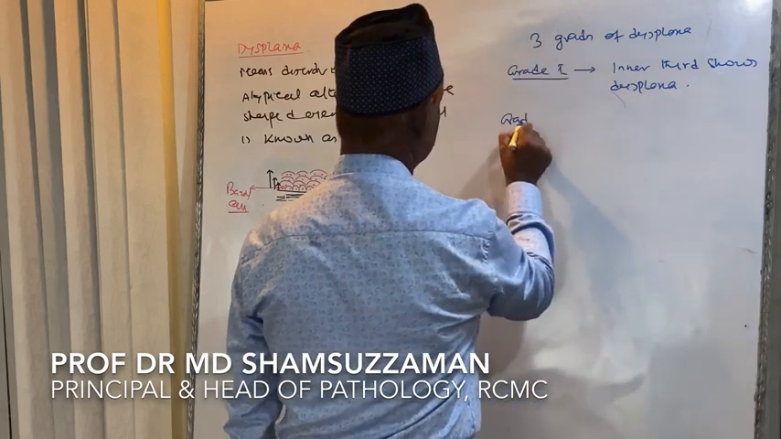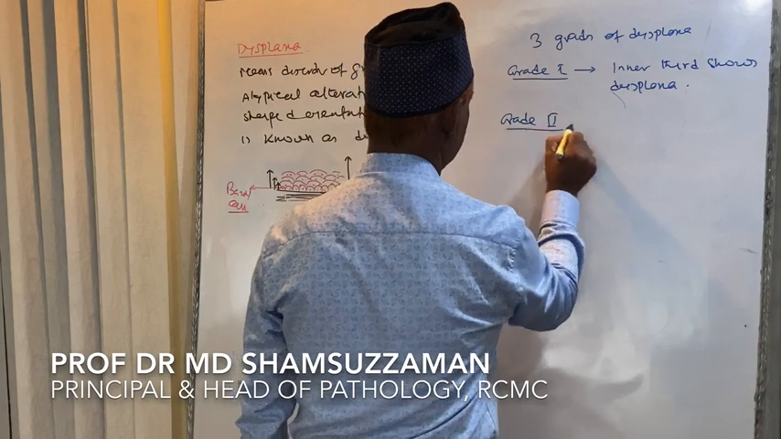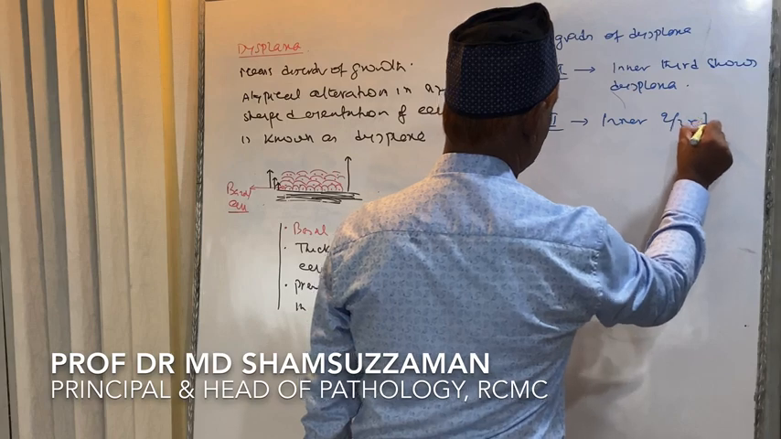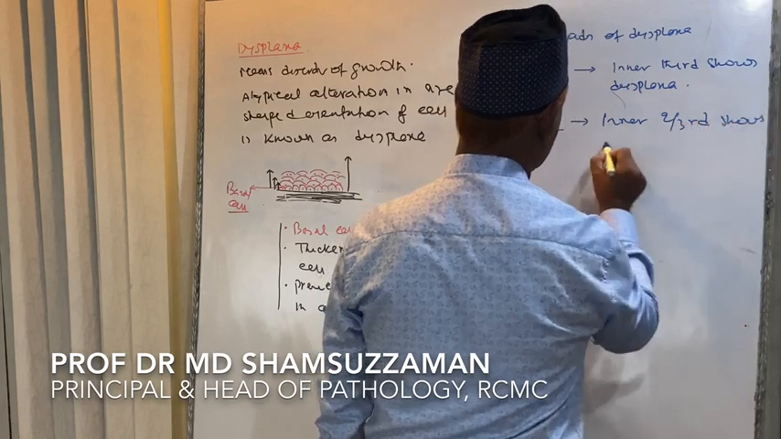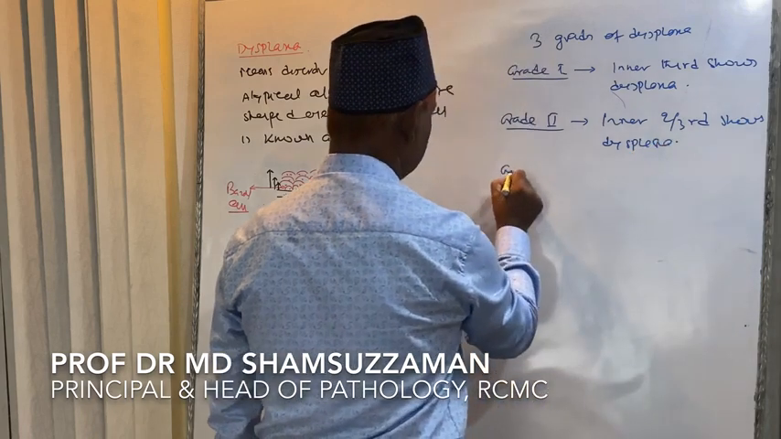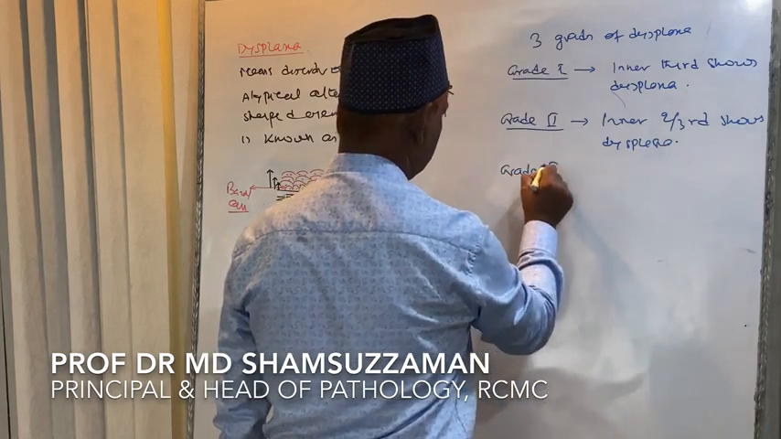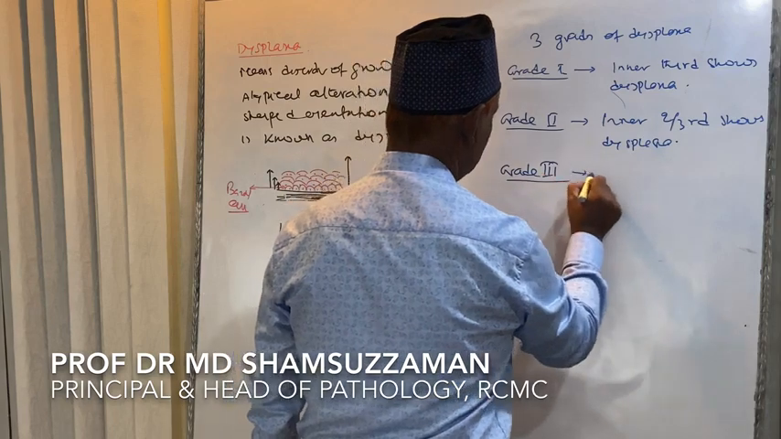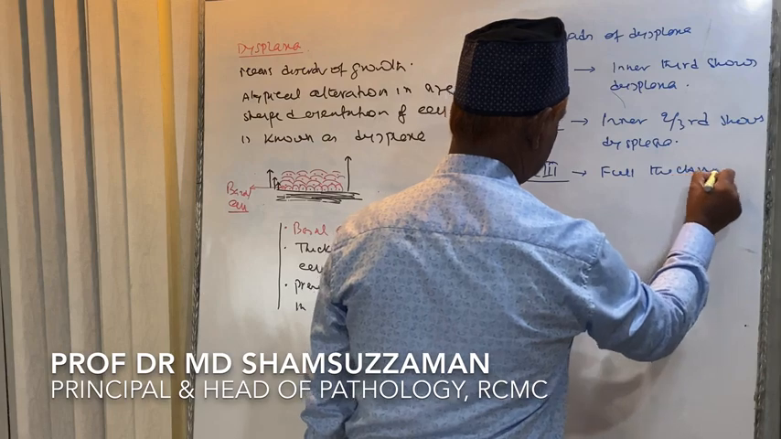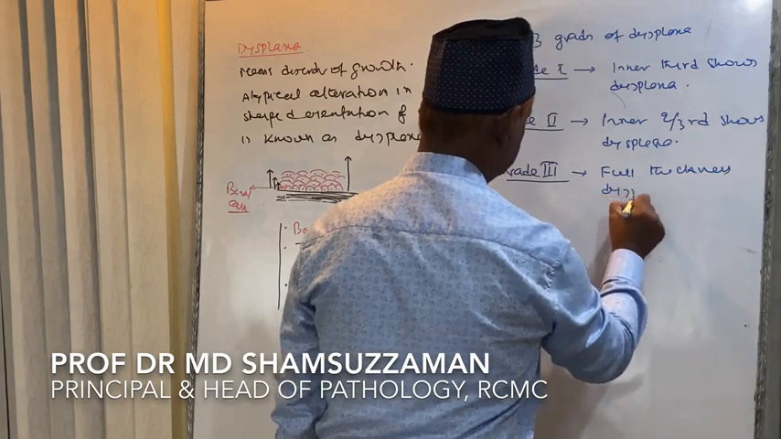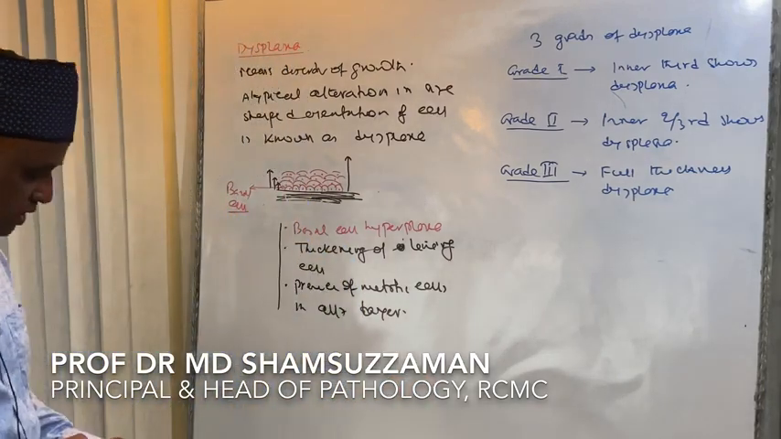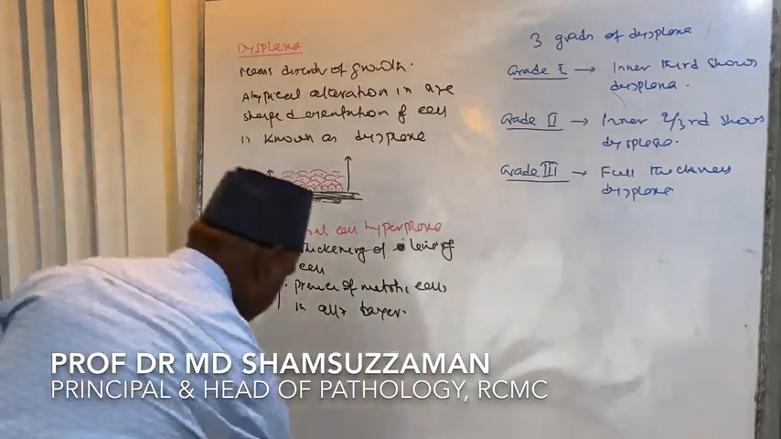Grade 2, what it means? Inner two-thirds shows dysplasia. Grade 3, what it means? Full thickness dysplasia. So dysplasia is one of the pre-malignant conditions.